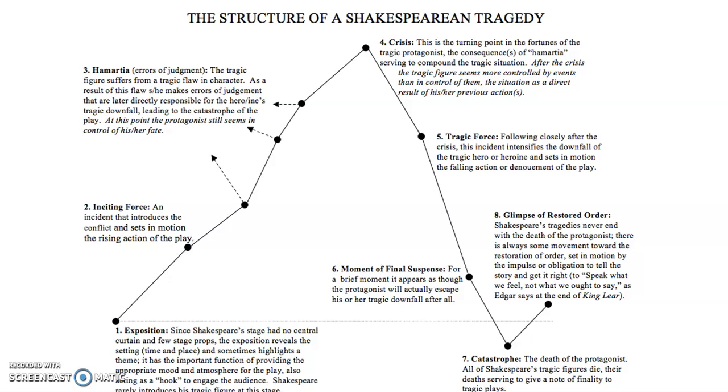Since Shakespeare's stage had no central curtain and few stage props, the exposition reveals the setting, time and place, and sometimes highlights the theme. It has the important function of providing the appropriate mood and atmosphere for the play, and also acting as a hook to engage the audience. Shakespeare rarely introduces his tragic figure at this stage. So many of you have explained that so brilliantly.